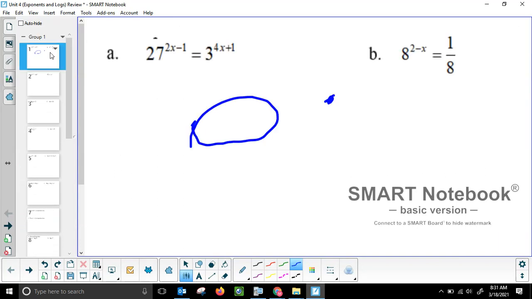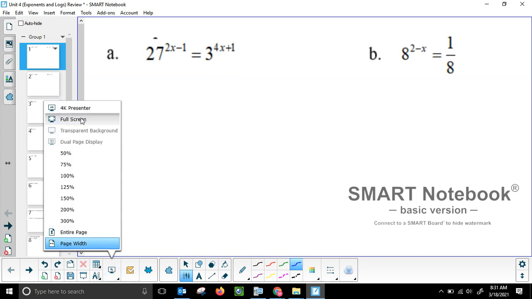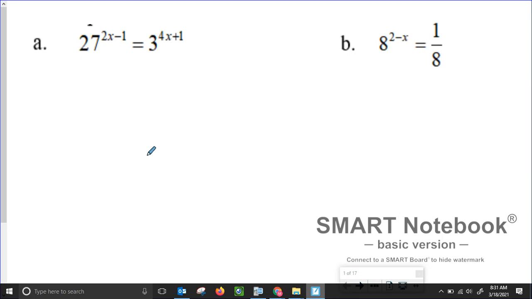Right, so let's start at number 1A here. All right, so here we're starting with some basic exponential equations. These, of course, are the same base equations, so we want to get these bases the same. Obviously we can't change 3 any, but 27 we can change to 3 cubed.